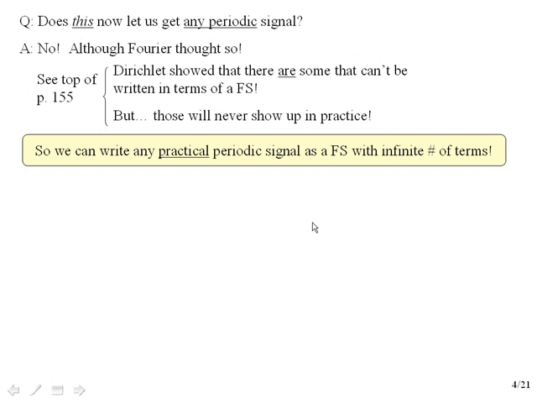So now the question is, now that we've considered an infinite number of terms, does that now let us get any periodic signal? And the answer is no. But Fourier, when he first thought these ideas up, thought that he could get any periodic signal. Fourier actually had a lot of difficulty convincing people that this was true. He was saying that he could add these together and create a square wave, for example.